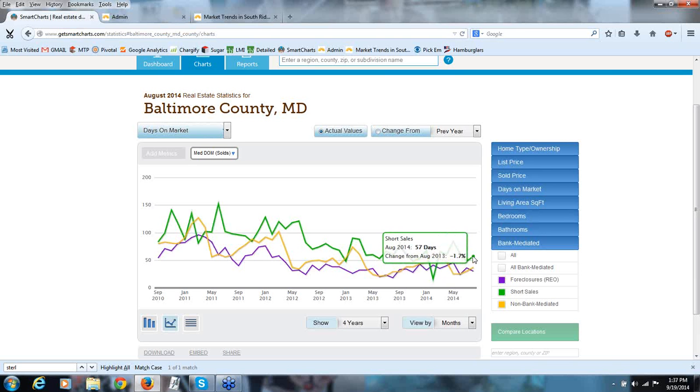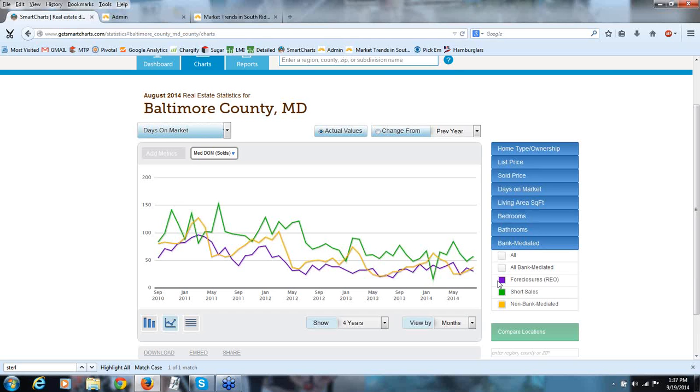Short sales are a different story, even though they're more of maybe a bargain. They're not selling as quickly, and there's a reason for that. And I'll show you that reason now because it's one of the most important things to understand about short sales versus foreclosures.